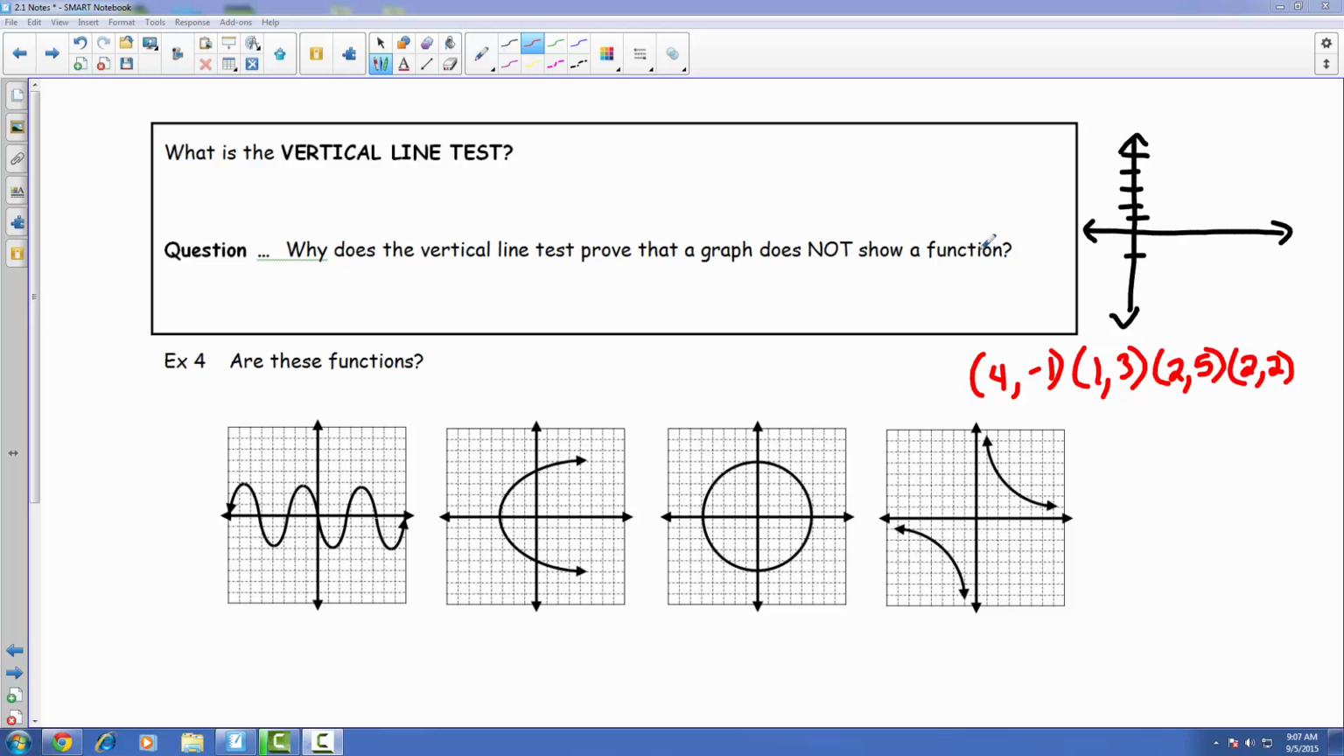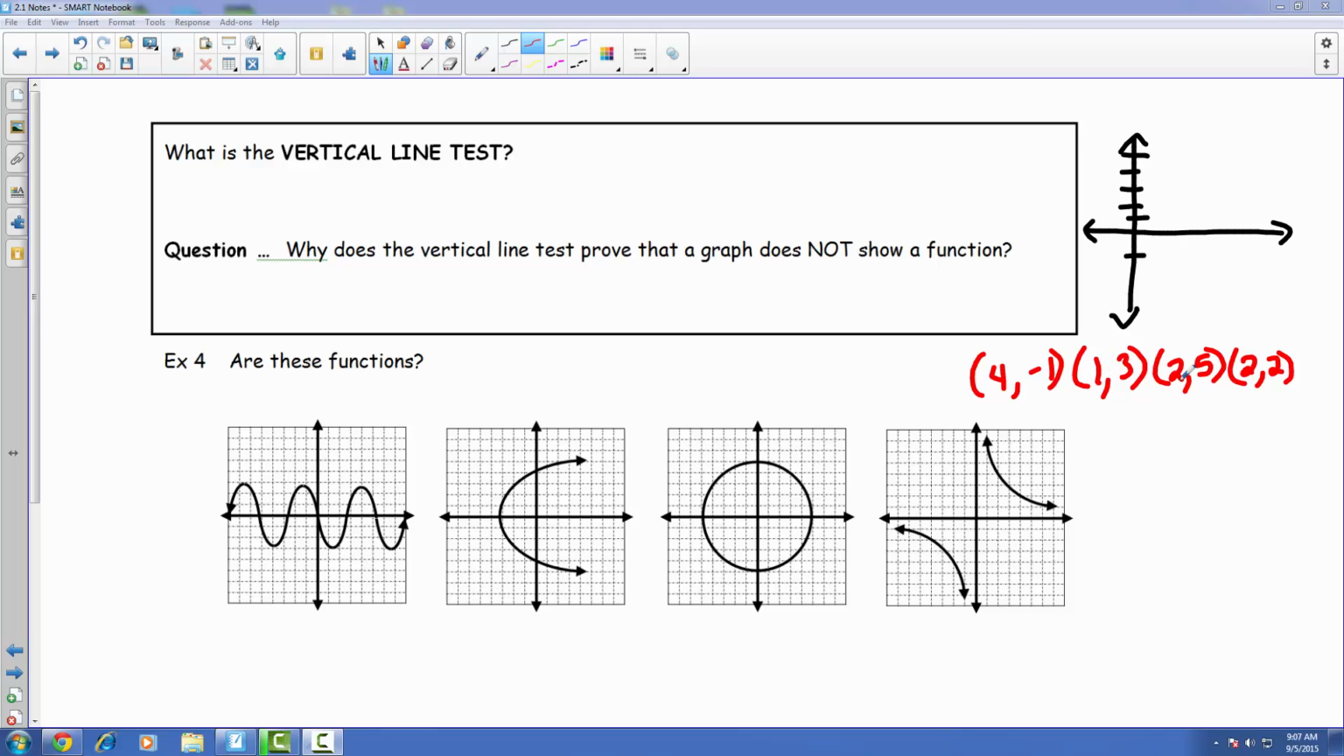Here we're looking at the definition for what is the vertical line test. But before we dive into that, let's look at this side example. As you guys can see, I've already labeled a couple of random points, and we're first determining, is this in fact a function or not?